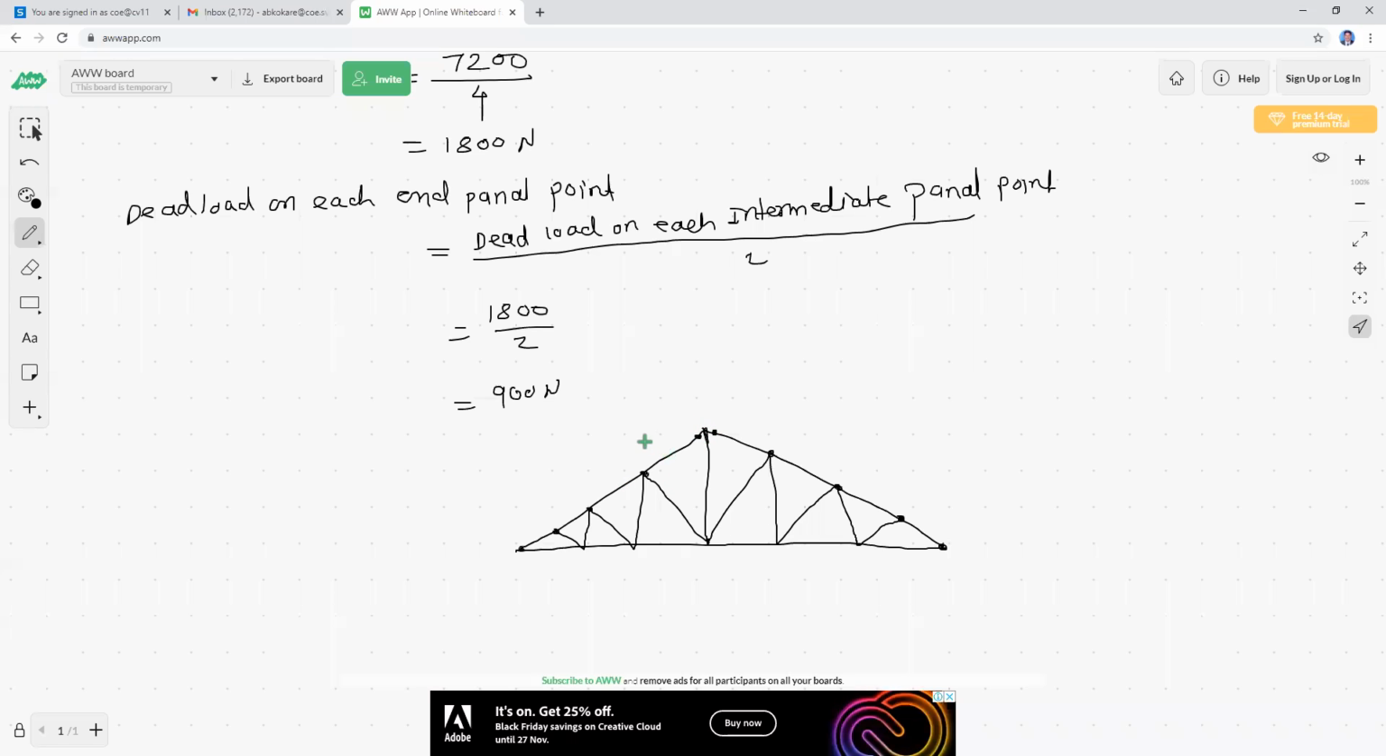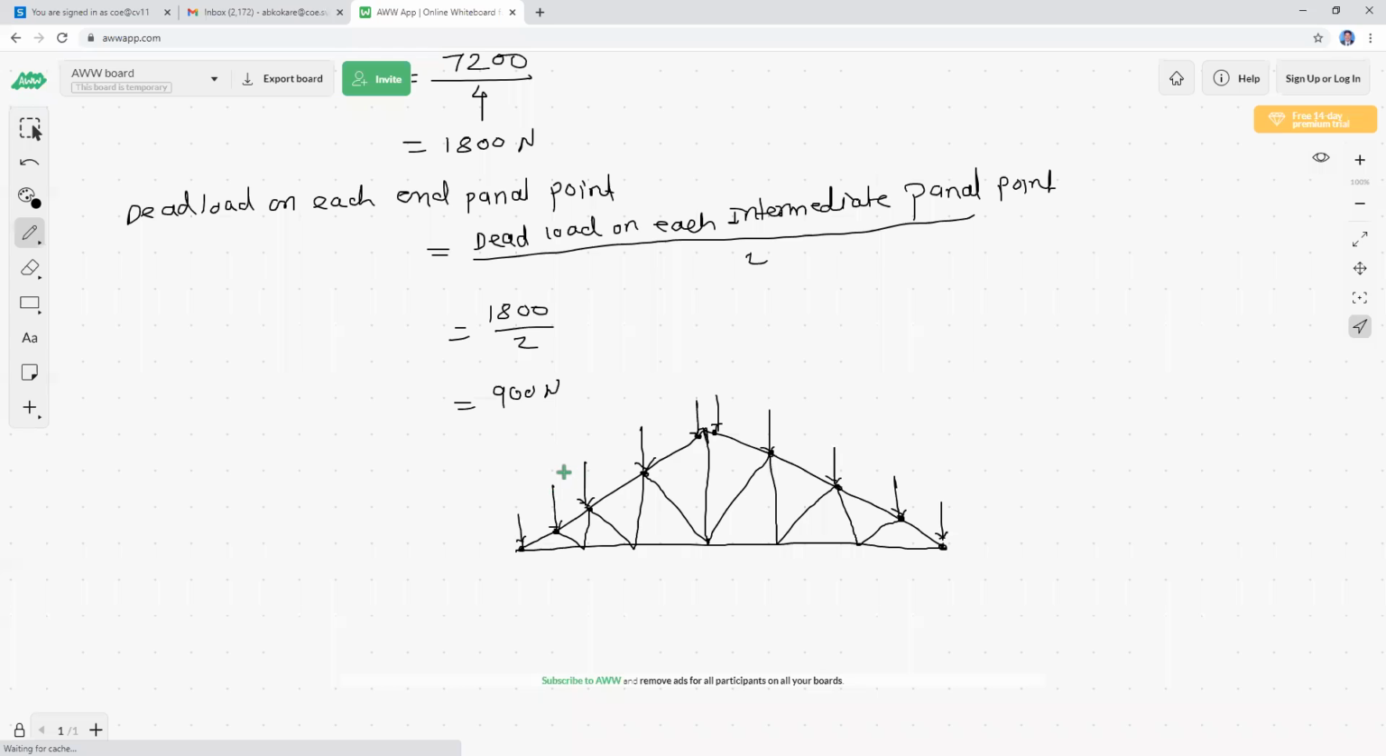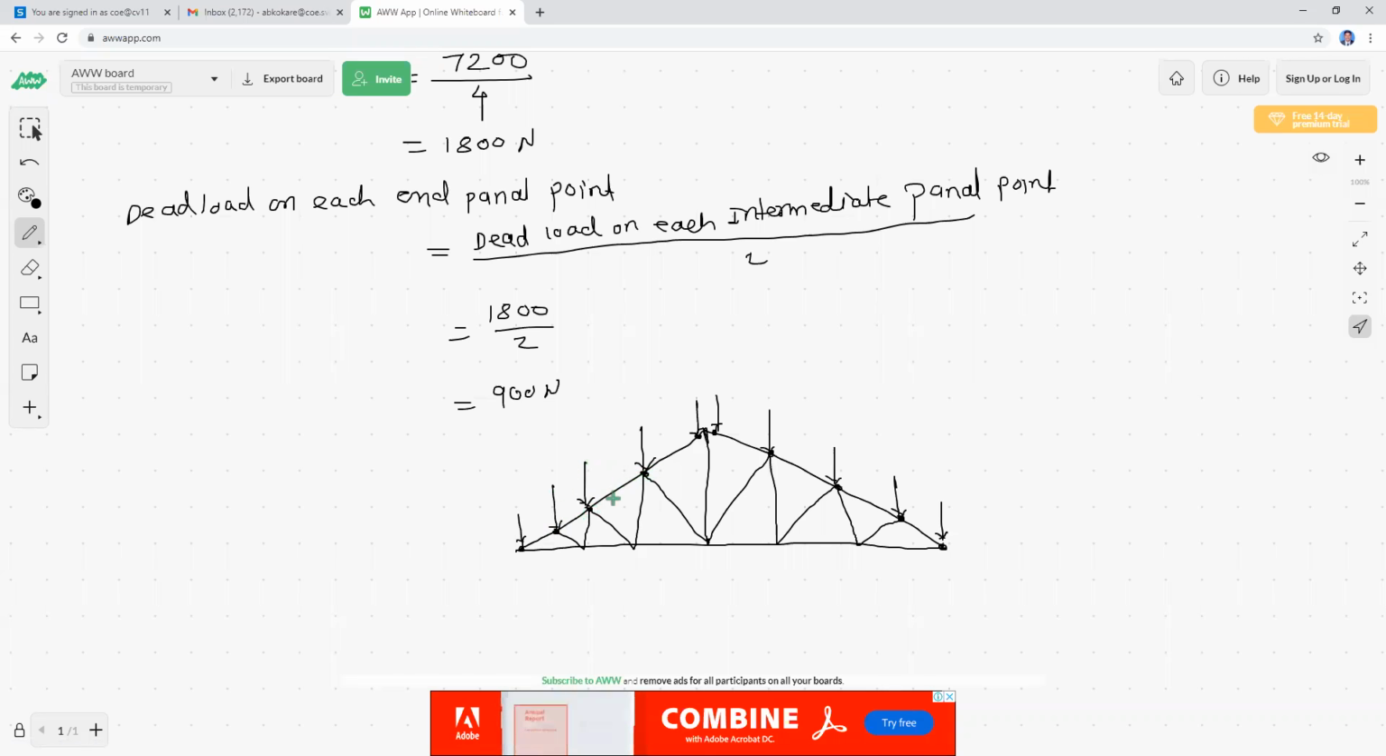So now dead load is acting vertically downward. So we have to show the dead load. Now, dead load on the intermediate panel point. I have told you these intermediate points are the intermediate panel points.